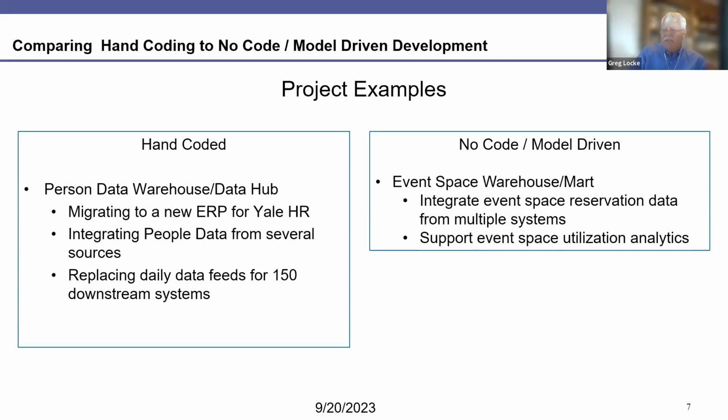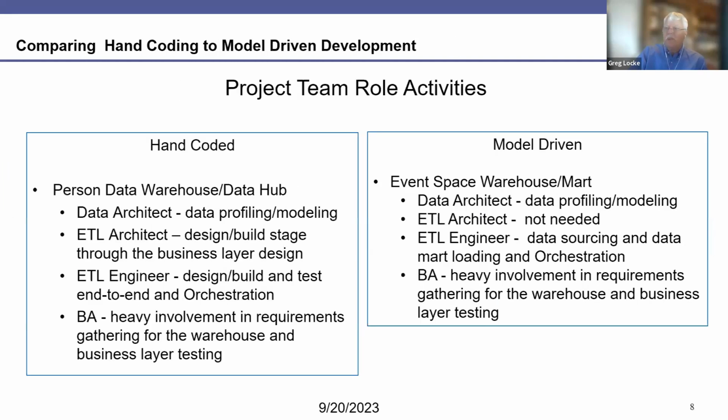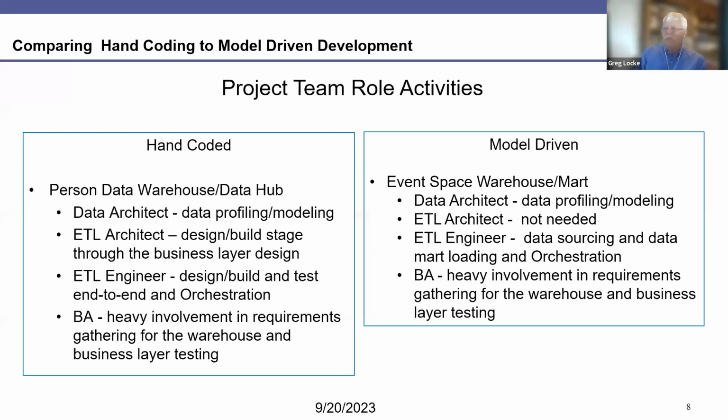So now let's compare the activities for each role on the 2 projects. I've always liked RACIs. This is kind of an abridged version of a RACI, but on the hand-coded project on the left, the DA performed data profiling, DataVault modeling, and business layer design. On the model-driven project, the DA performed data profiling, data vault modeling, business layer design, and data mart modeling. On the hand-coded side, the ETL architect was involved in design and build throughout the project. On the model-driven project, the ETL architect was replaced with Data Vault Builder. It wasn't needed anymore.